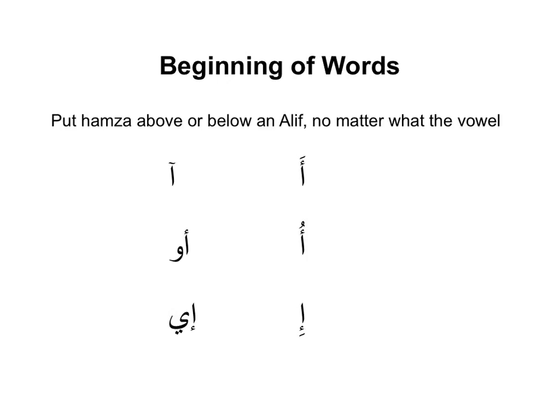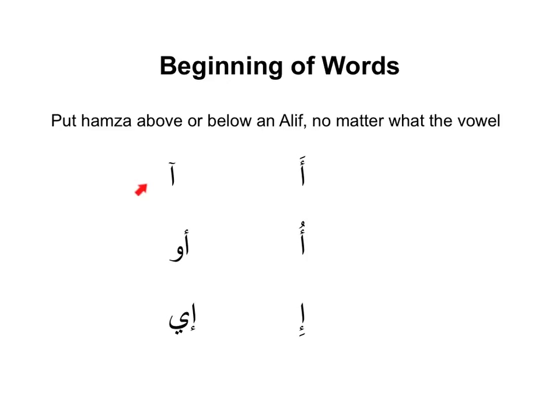At the beginning of the word, you always write the Hamza either on or under an aleph. And it doesn't really matter what the vowel is. If the vowel is an E, then you write it below the aleph, but if the vowel is an U or an A, you write it above the aleph. That is in the case of short vowels. In the case of long vowels, it's similar. If the long vowel is E, you still write the Hamza below the aleph. If the long vowel is U, you just simply put the Hamza above the aleph.